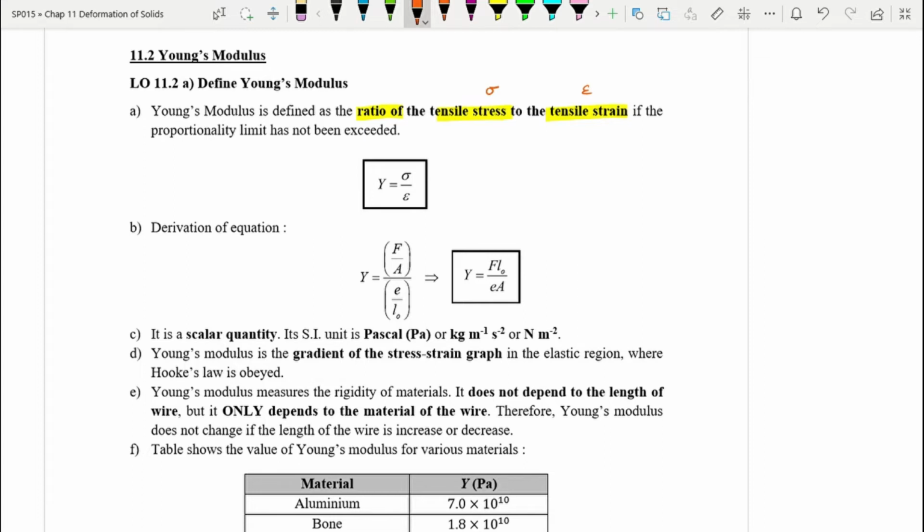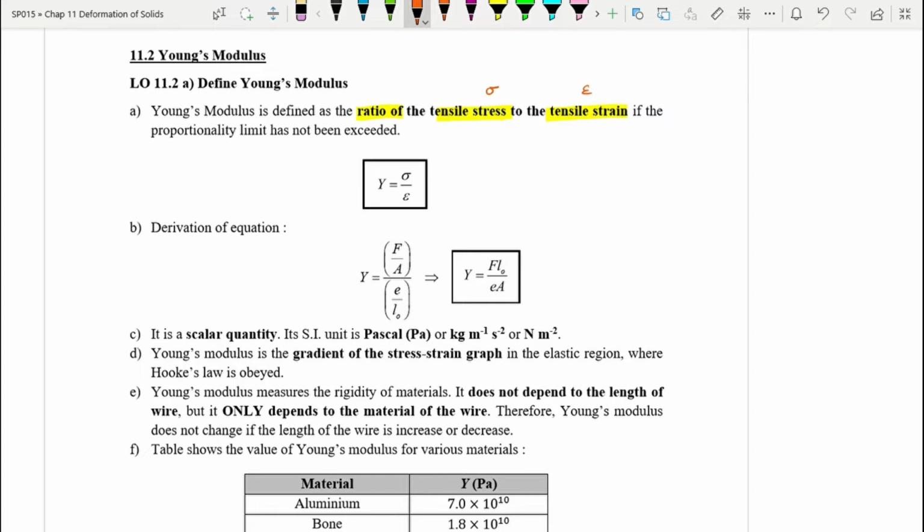We can calculate Young's modulus. In other words, Young's modulus is actually a property of a material to show how easily it is being stretched, deformed, or maybe bent. Every material will have a different value of Young's modulus to show the property of that material, how stiff the material is in response to the stress or force.